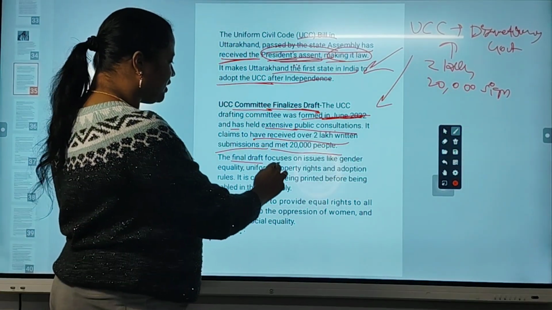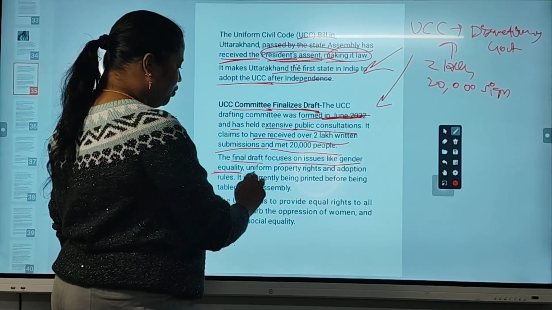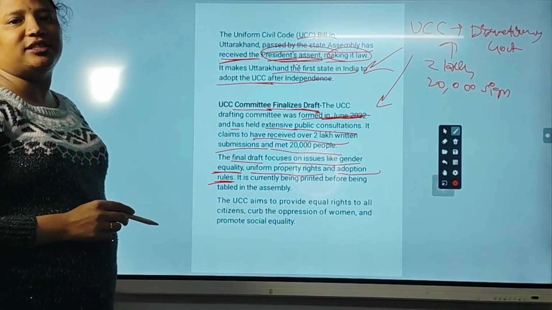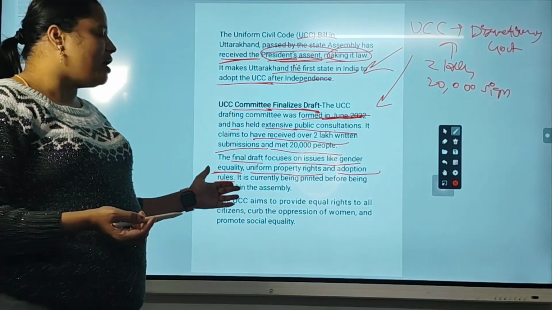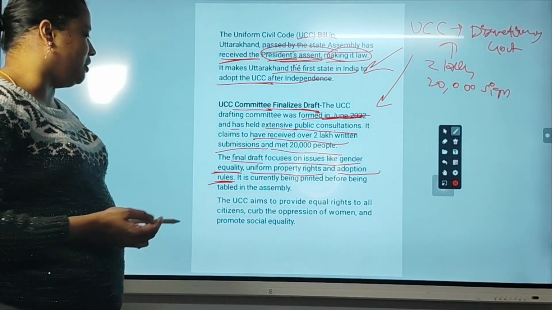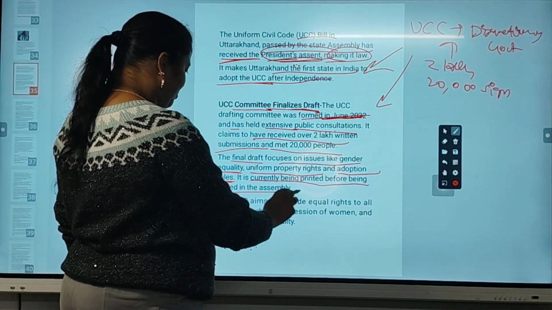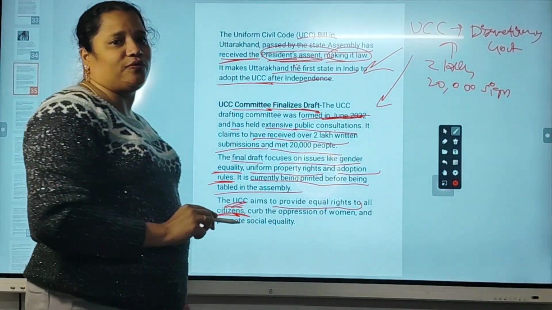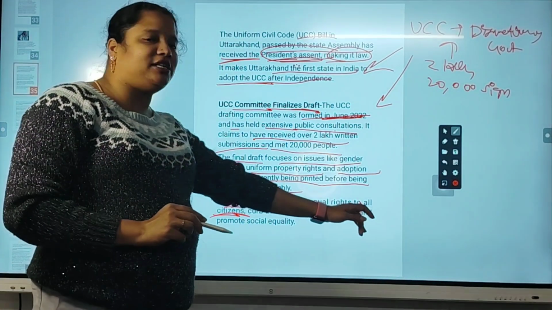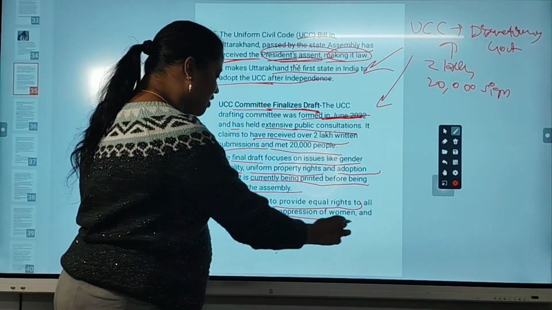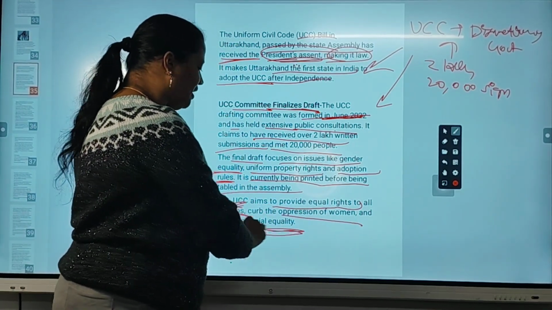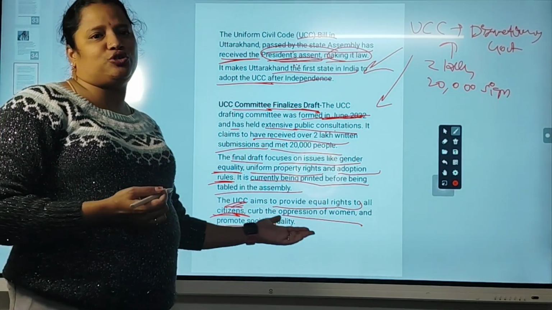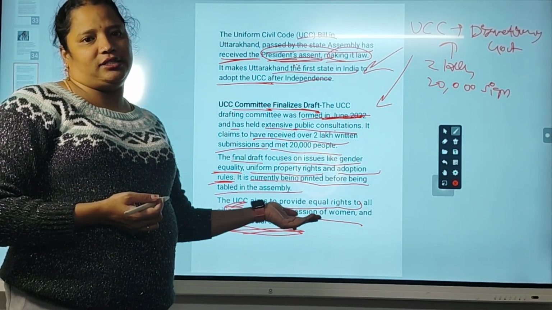So the final draft focuses on issues like gender equality, uniform property rights, adoption rules. So gender equality, property rights, baby adoption rules are changed with the introduction of this bill. It is currently being printed before being tabled in the assembly. UCC aims to provide equal rights to all citizens. What is a uniform civil code here means equal rights to all citizens, curbing the oppression of women and promoting social equality.